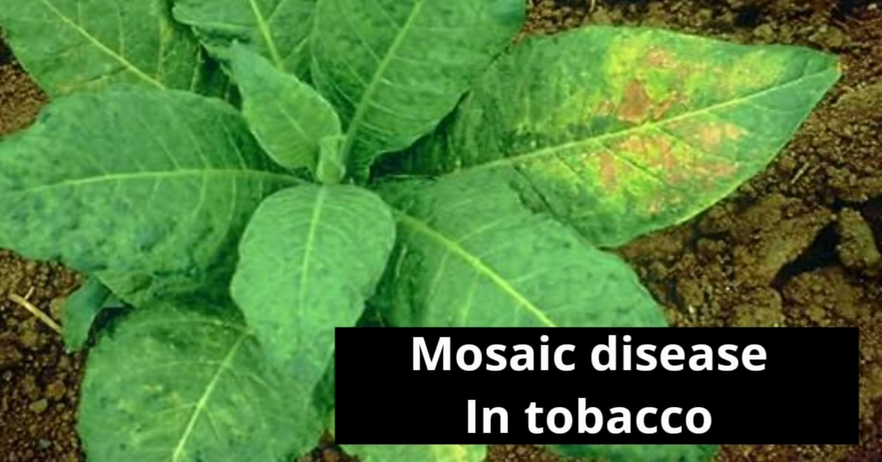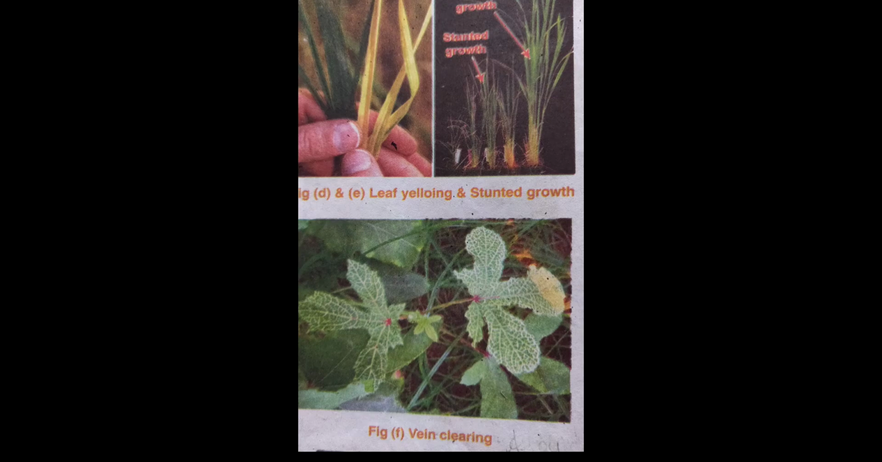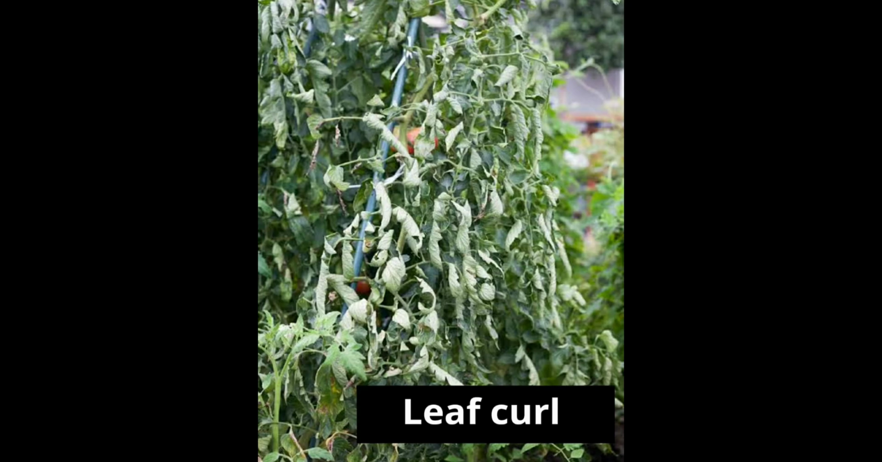And the plant shows symptoms like this, tobacco mosaic disease. Other symptoms we can see are stunted growth, vein clearing. We can see here in the pictures leaf curling, leaf rolling, vein clearing, stunted growth. All these are the symptoms when a plant is infected with a virus.